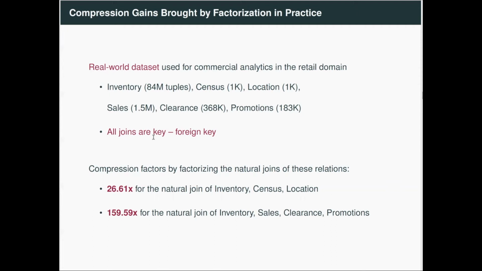So the same information will appear in many of these tuples. We look at compression factors brought by factorization of the answers of the 2 natural joins in our examples here, as shown on the slide. The compression ratios are non-trivial, about 26 times in one case and almost 160 times in the other. In our works, this improvement factor carries over to computation done over the factorized joins.